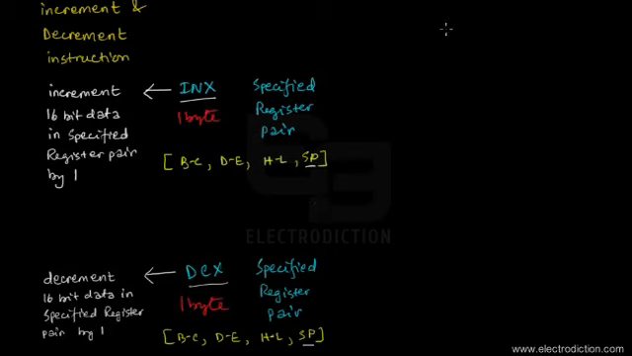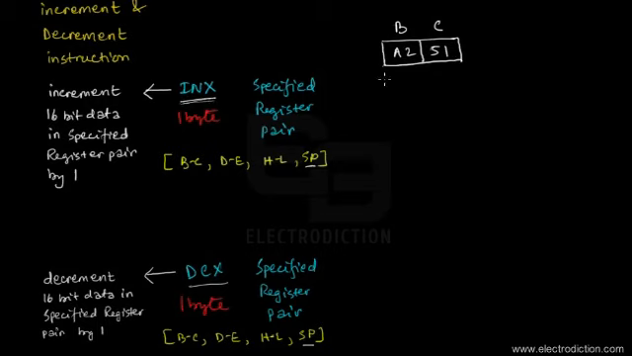Now let's go on to our example. Let's take the BC register pair, and let's take the 16-bit data to be A251H. So this is the actual 16-bit data in the BC register pair.